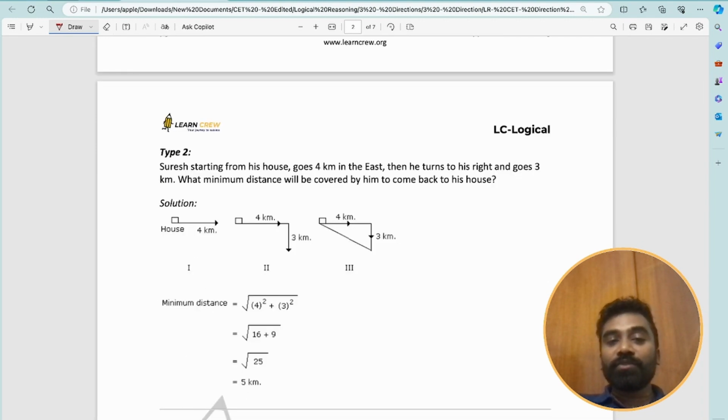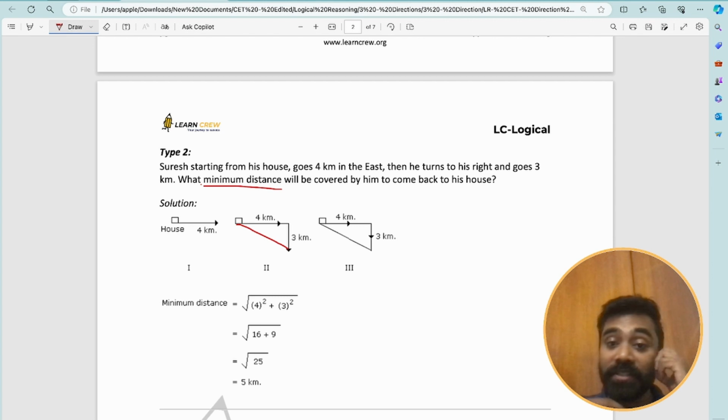Suresh, starting from his house, goes 4 kilometers in the east. Wonderful. Then he turns right and goes 3 kilometers. Great. What is the minimum distance that will be covered by him to come back to his house? Whenever they ask minimum distance, it is nothing but the shortest distance. Shortest distance is going to be from here to here.